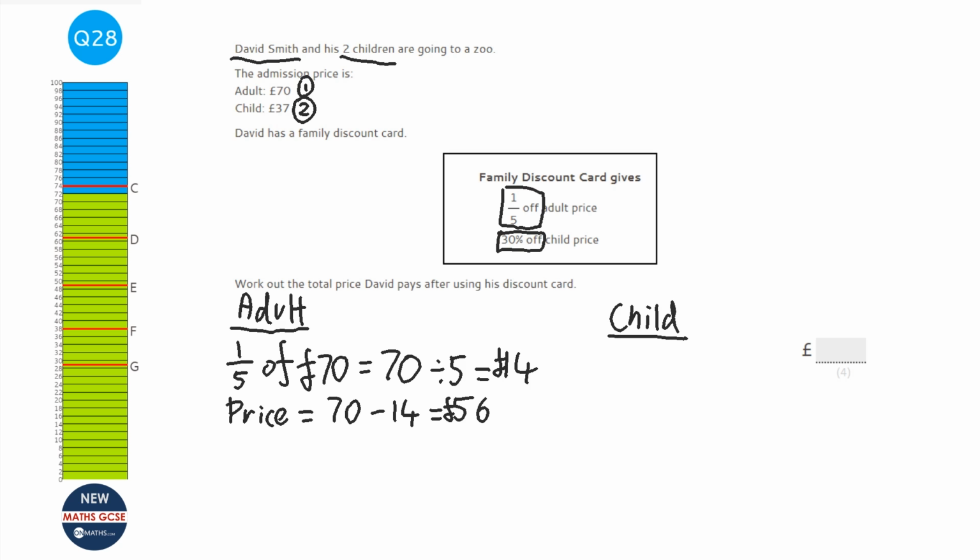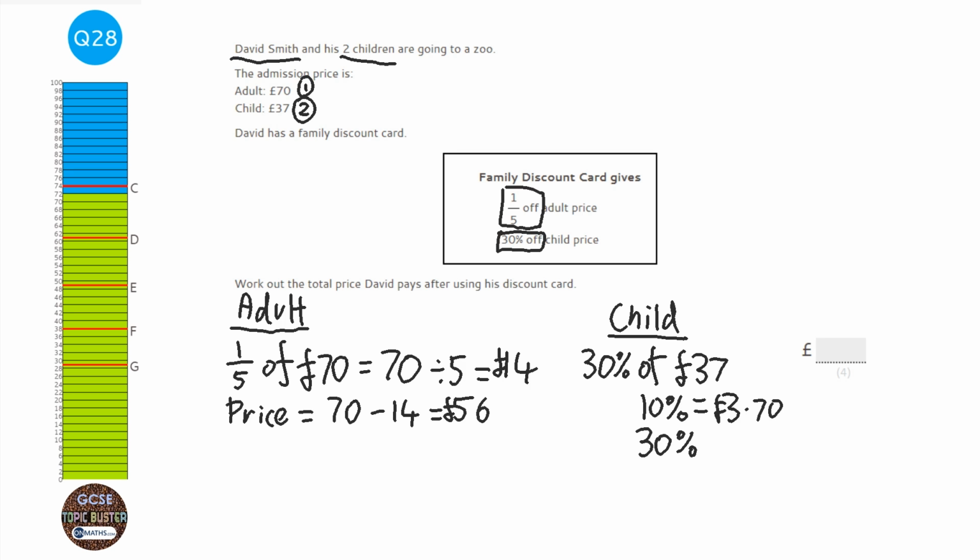Okay, so it's 30% off the child price. So we want to do 30% of £37. Okay, let's do the equals down here to give us some room. Well, I know that 10% is going to be £3.70, and then I need to times that by 3. Okay, so I could just times it by 3.